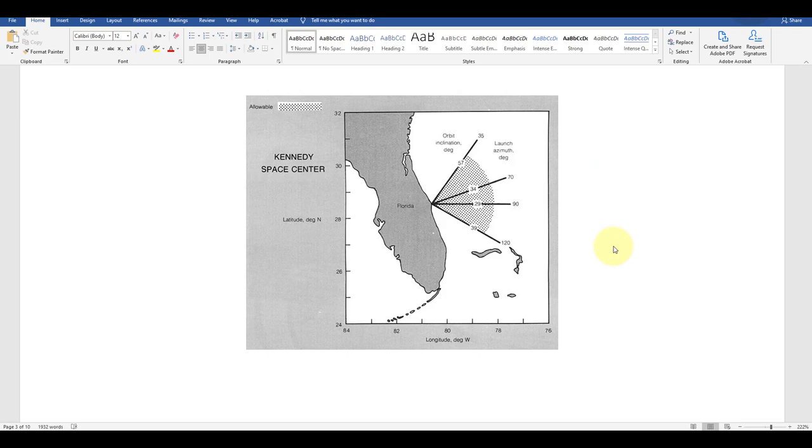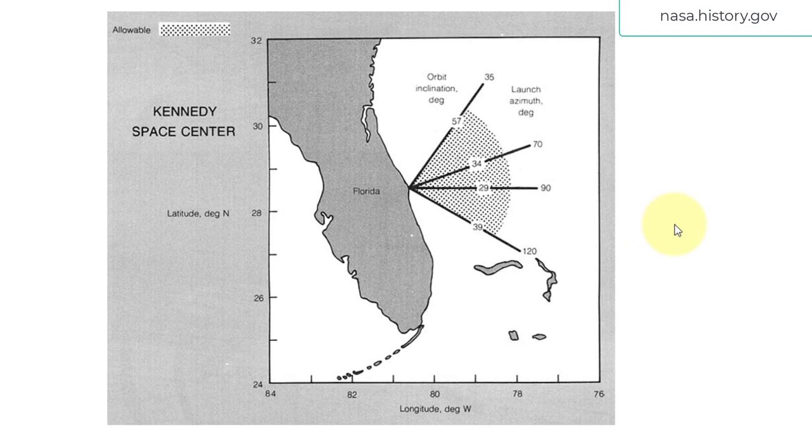Here's a picture of the allowable launch azimuth angles from Kennedy Space Center at about 28.6 degrees latitude and just about 80 degrees west longitude. What we see here is an interval of the launch azimuth angle in degrees that's allowed for safety considerations from 35 degrees up to about 120 degrees. And written along each of these lines is the corresponding orbit inclination that would result with those launch azimuth angles.